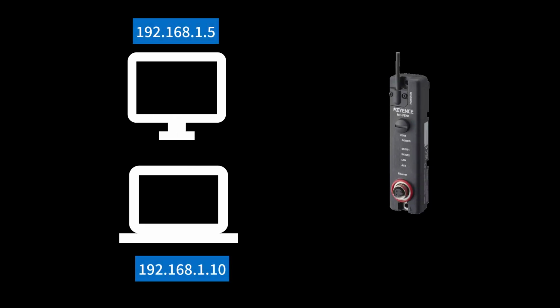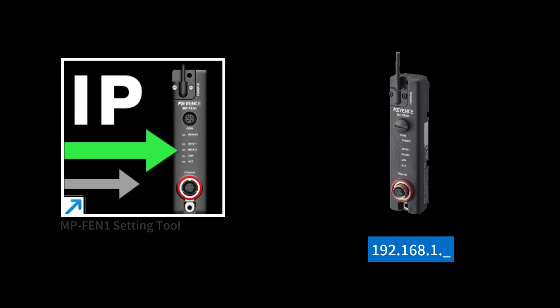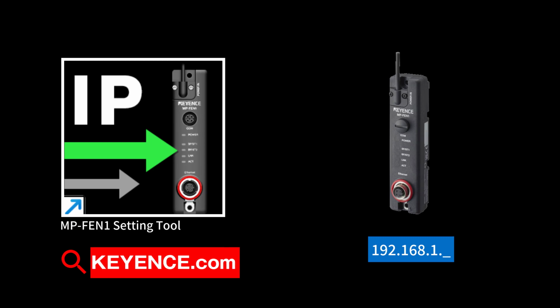Once you identify the IP address the MP-FEN1 needs to communicate to the connected devices, it's time to use the MP-FEN1 setting tool. You can download the software for free from KEYENCE.com. Just use the link in the description of this video. Before trying to use the software, make sure the MP-FEN1 is connected to an Ethernet port on your computer.